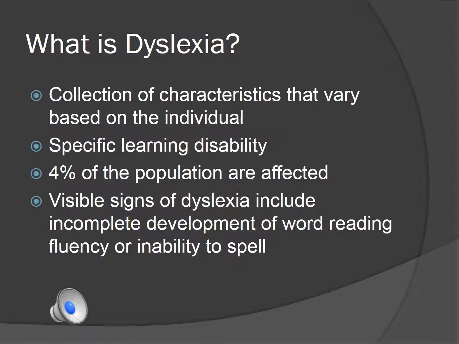Simply, dyslexia is a collection of characteristics that vary based on the individual. It's known as a specific learning disability, and around 4% of the population are affected. I wanted to research dyslexia because my case study student is dyslexic. Usually dyslexia can be seen in children who are having issues with spelling. Visible signs of dyslexia include problems with word reading fluency or the inability to spell.